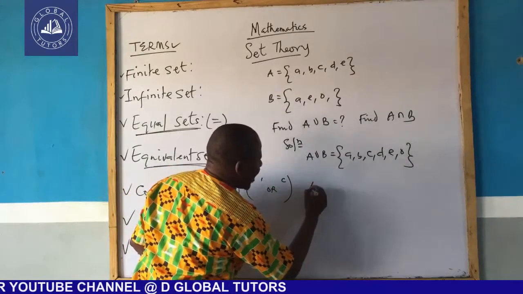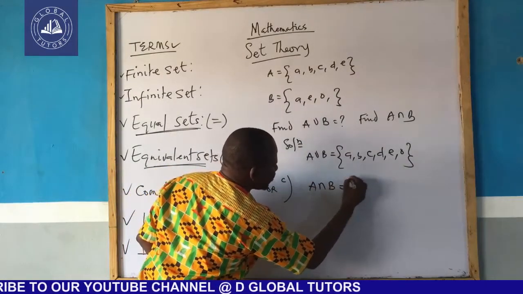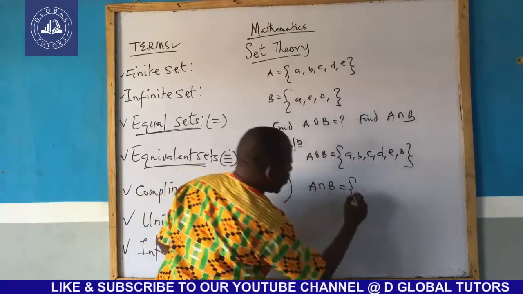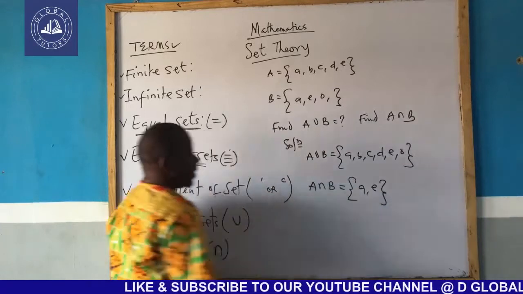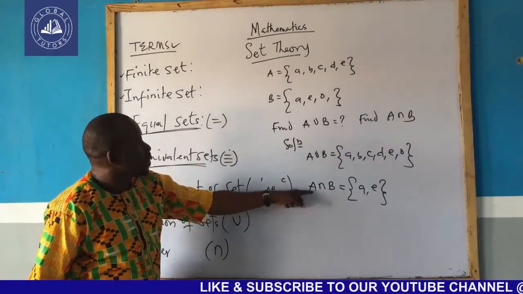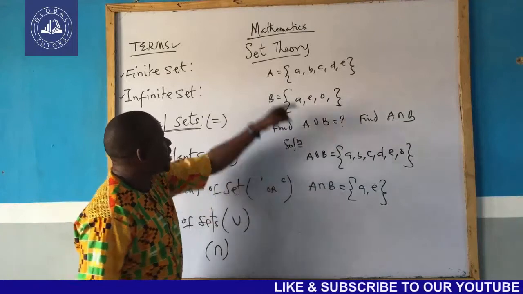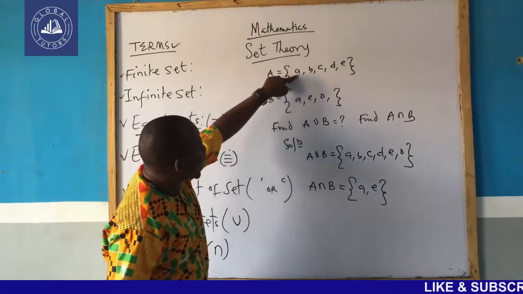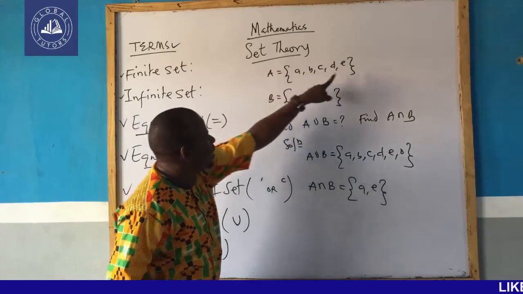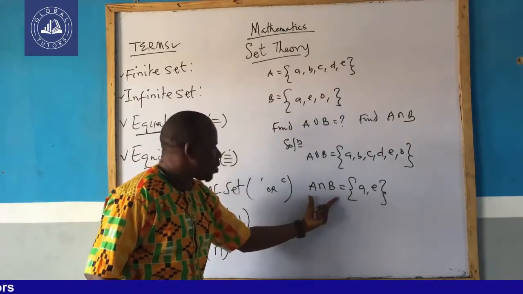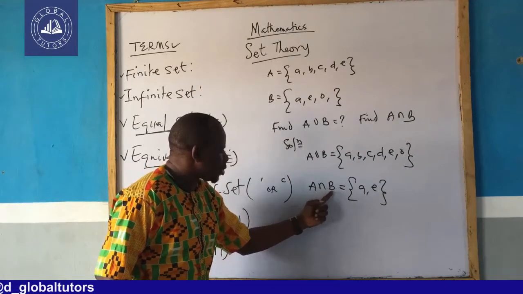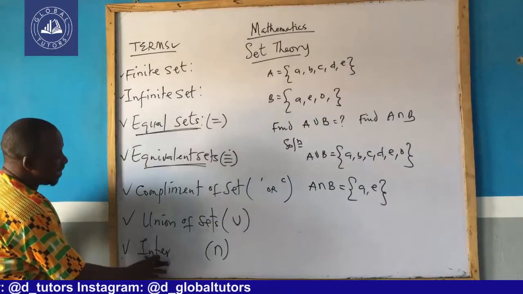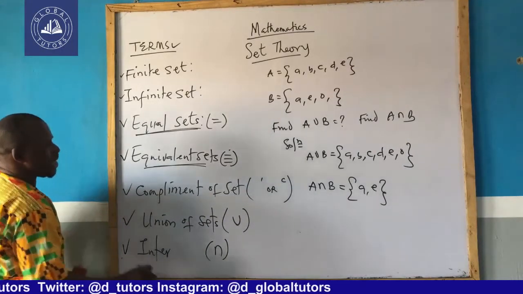So if we come down here, A intersection B becomes A and E. That is the intersection between A and B. Intersection means the elements common to the sets in question, and you won't repeat them. So there is A here, there is A here, there is E here, there is E here. So A intersection B becomes A and E. That is the meaning of the term intersection of a set.